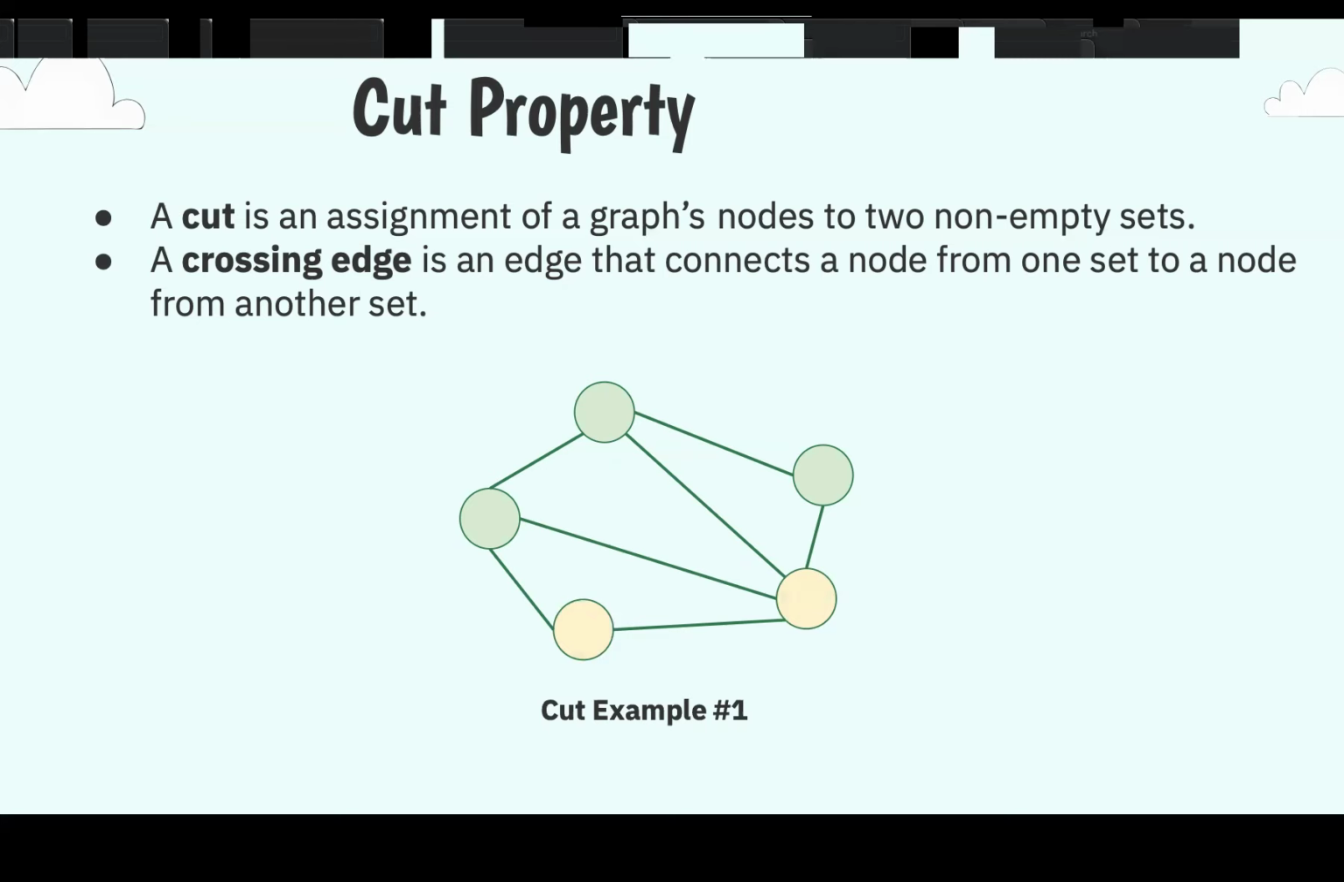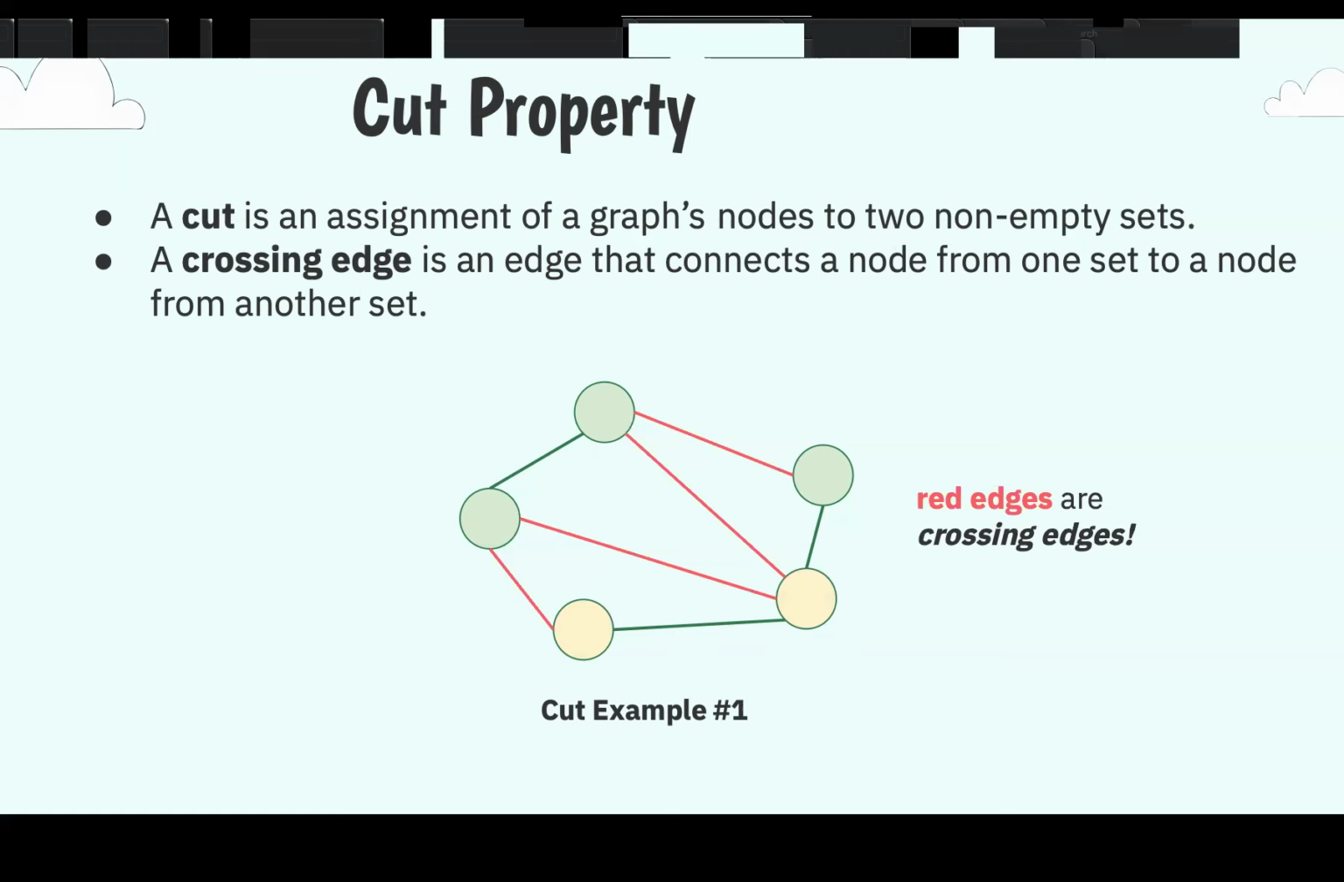And then a crossing edge is simply an edge that crosses between two of these groups, right? So for instance, in this diagram here, the edges that are red are all crossing edges because they're crossing from the yellow to the green. Does that make sense? Once again, crossing edges are the edges that cross between two separate groups. So in this case, the edges that go from the green to the yellow.